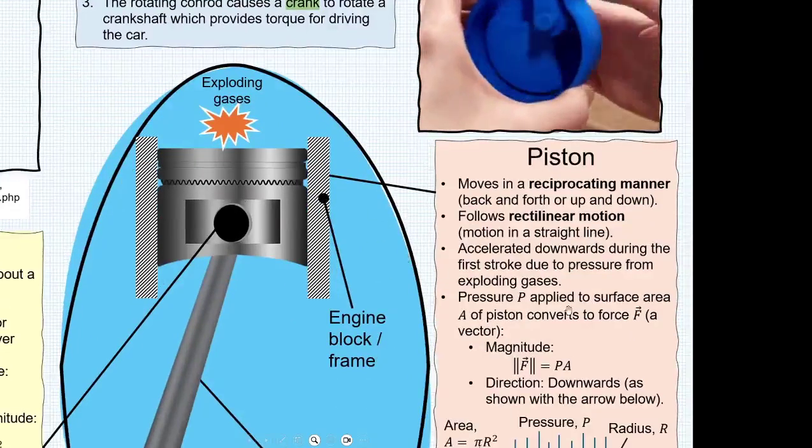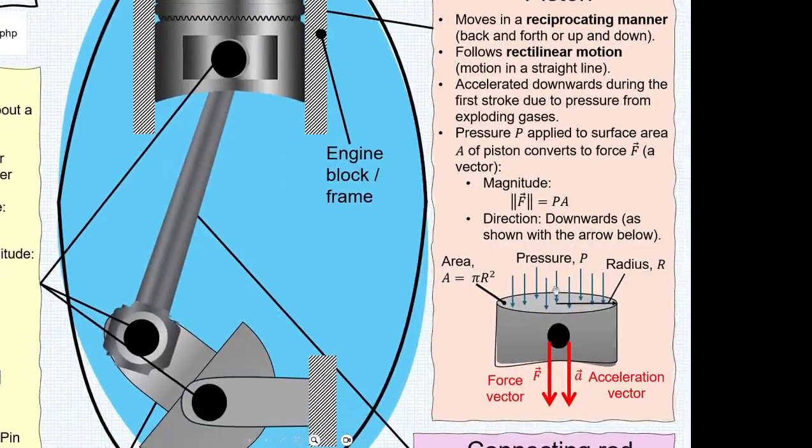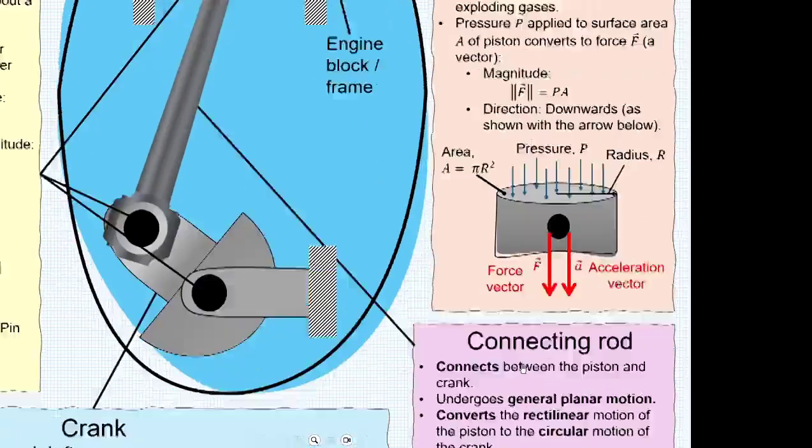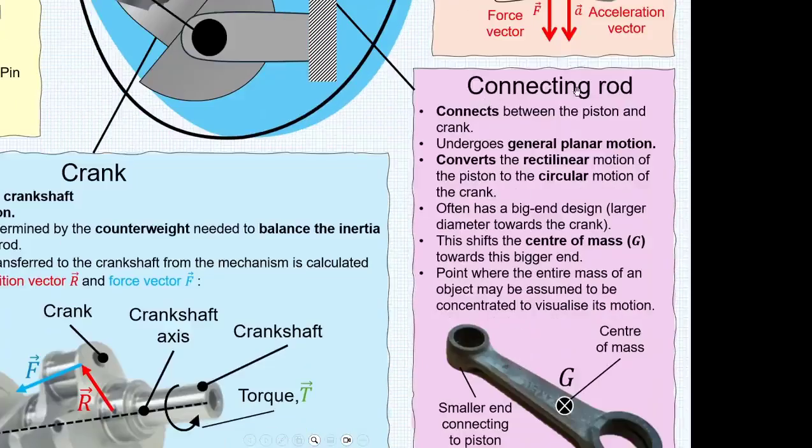The pressure is applied to the surface area A of the piston, which is shown over here, and then converts this to a force with the magnitude of the pressure times the area. The force is, however, a vector, as shown here by this arrow, and also has a direction, which in this case is pointing downwards. The force vector also results in acceleration of the piston, which results in an acceleration vector, as shown here. The next component is the connecting rod.